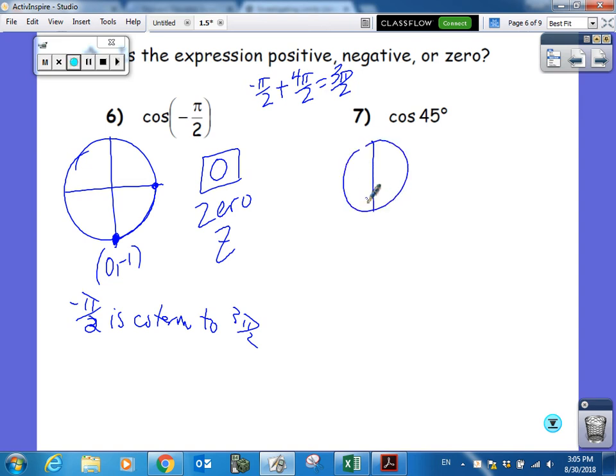And then cosine of 45 degrees is in quadrant 1. Everything's positive in quadrant 1. Positive. Could we find the value? We could, but it doesn't ask that. Be sure you follow the directions.